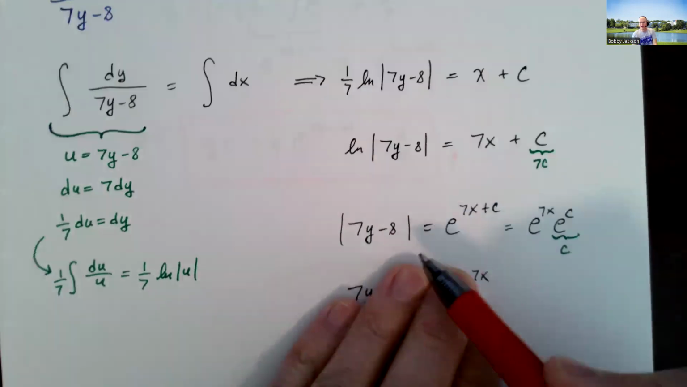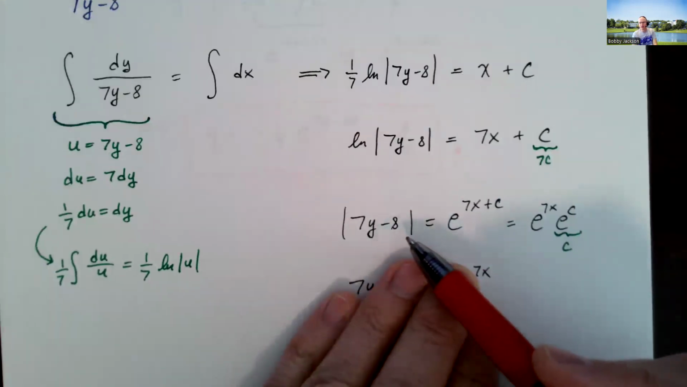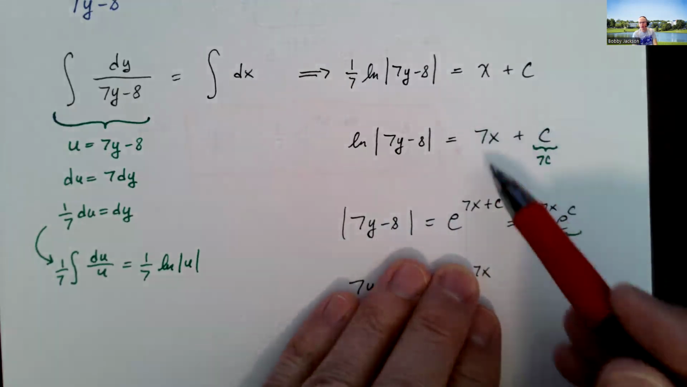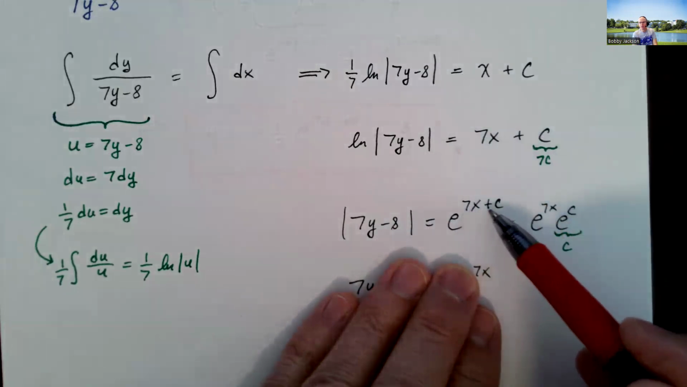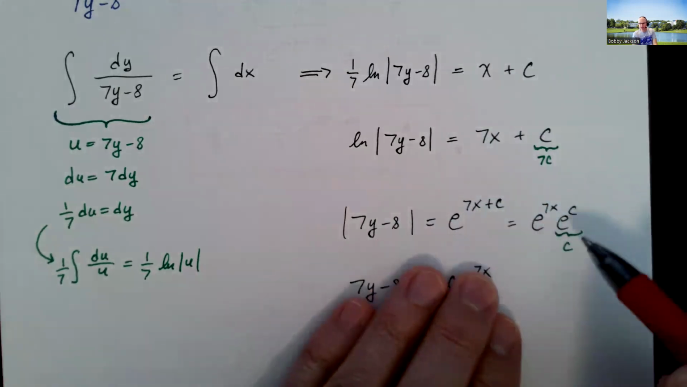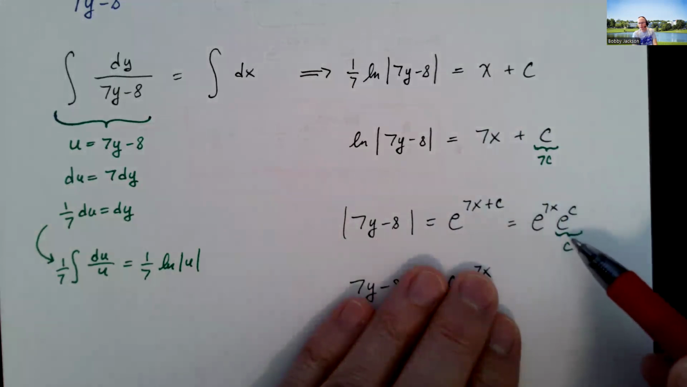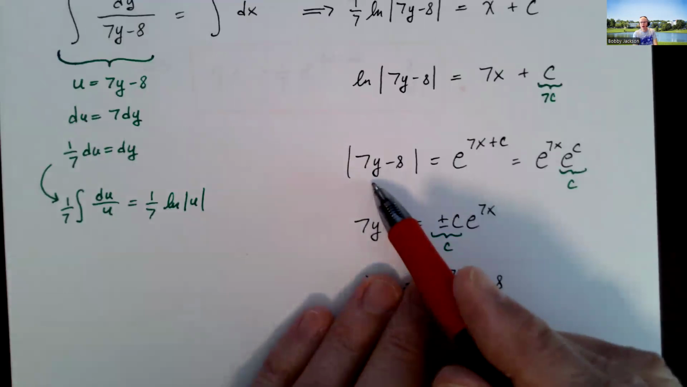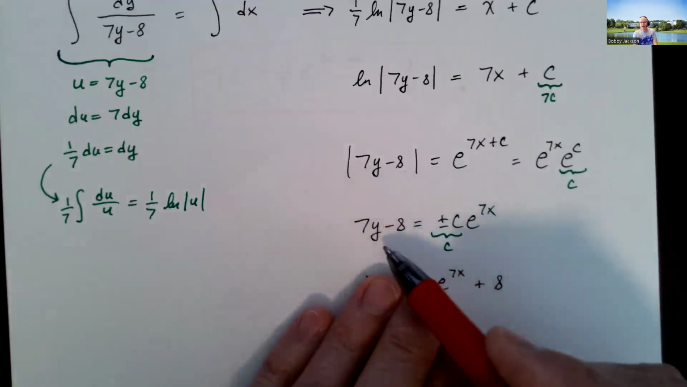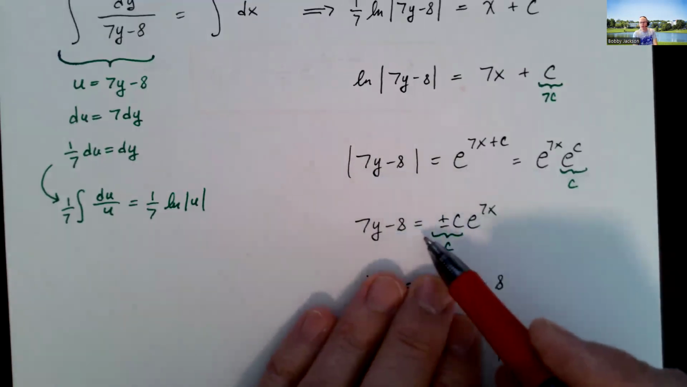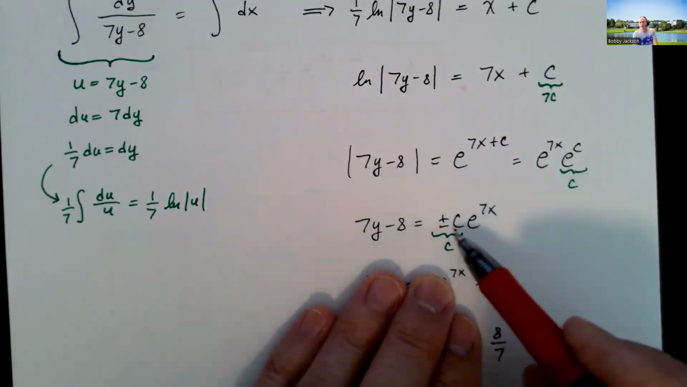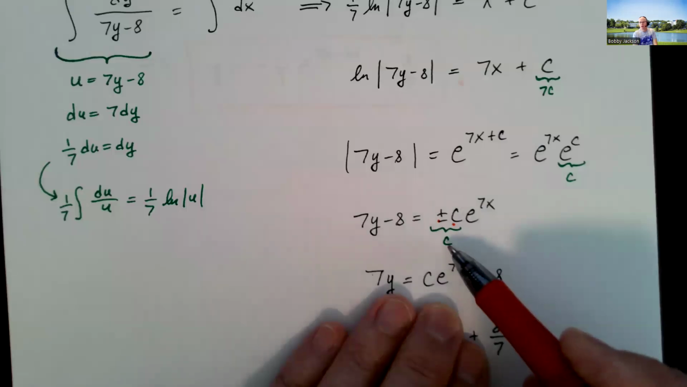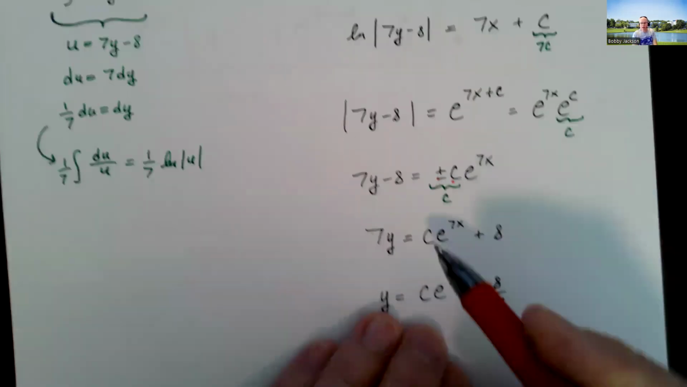Now I exponentiate, right? The absolute value of 7y minus 8 will be e raised to this power. So remember, e to the 7x plus c is e to the 7x times e to the c. So again, e to the c is another constant. I'm just going to call it c. So this is c times e to the 7x. Solving for the absolute value of 7y minus 8 equaling that, I have 7y minus 8 is plus or minus c. And again, plus or minus c is just another constant. Call it c.